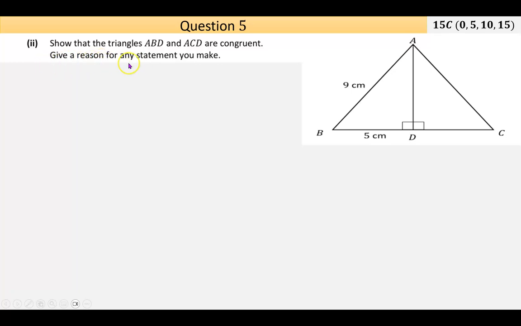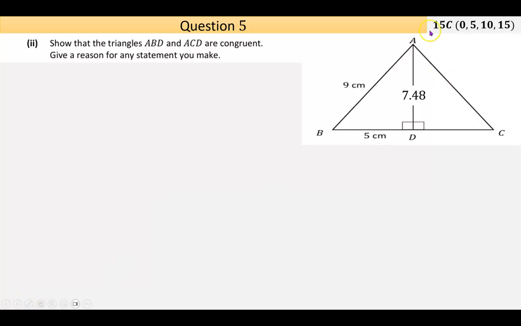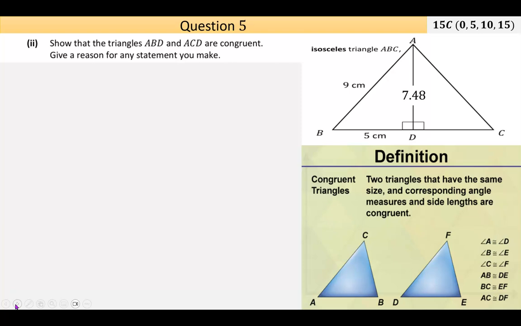I'm going to get stuck in. There's maybe multiple reasons here. So it says, give a reason for any statement you make. So the first thing I'm going to say is, and put the diagram in, this is the length 7.48. And actually, okay, they're isosceles. So that means that this AB is equal to AC. Why? Because they're isosceles.